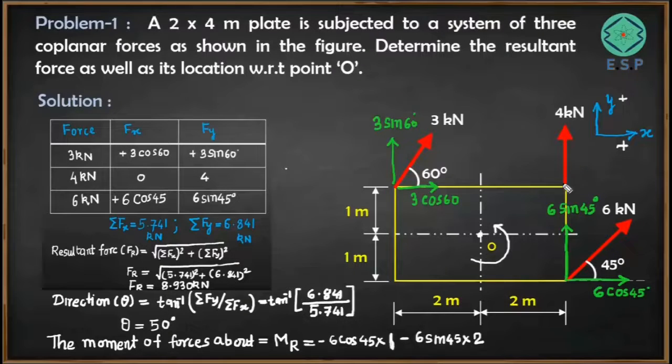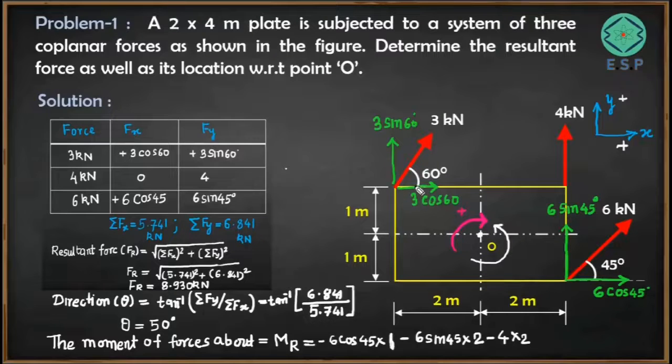Now let's talk about this 4 kilonewton. The same thing, it is going to act along this line and it is going to rotate the beam in the anti-clockwise direction, like this. So 4 kilonewton times this distance, that is 2. So again minus 4 into 2. So moment due to this particular force also we got. Now remaining is this force, that is 3 cos 60. It is going to rotate the beam in this particular direction, that is the clockwise sense. So this is going to be positive, friends.